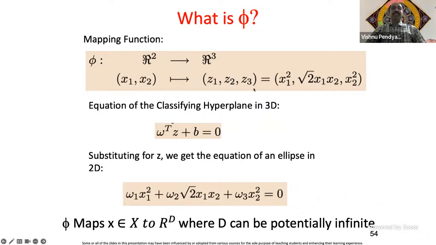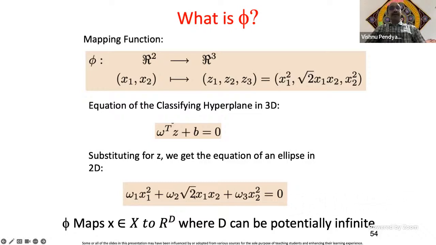z1 plus z2 plus z3 is equal to some constant, right? So an elliptical shape in 2 dimensions looks like a straight line in 3 dimensions. Straight line in the sense of a plane. The equivalent of a straight line in 3 dimensions is a plane, right? So it becomes a plane here. If you substitute the same thing in 2 dimensions, you get the equation of an ellipse.